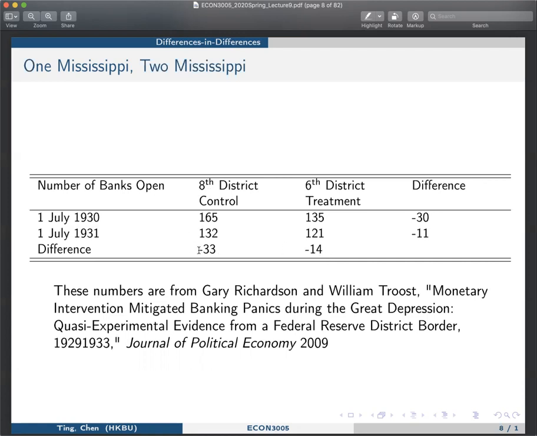Can we directly compare this minus 33 and minus 40 to conclude that you should lend money to the banks? Because the 6th district is the one that decided to lend money, and it seems like they did help the banking system, because fewer banks went bankrupt in the 6th district. But can we just compare minus 33 and minus 40 to draw the conclusion?